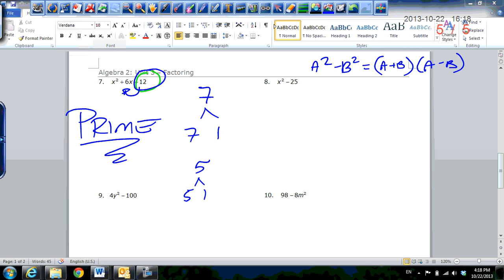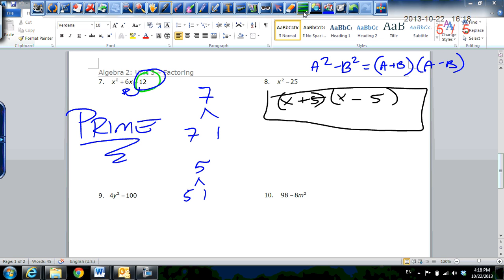So anyway, we can do all of these with just this formula. The square root of x squared and the square root of 25 is going to be x and 5. The only difference is one's going to be a plus and one's going to be a minus. And that's it. That's called the difference of squares, the difference of perfect squares. That's because this is a square rootable number, and that's a square rootable number. So that's pretty much it.